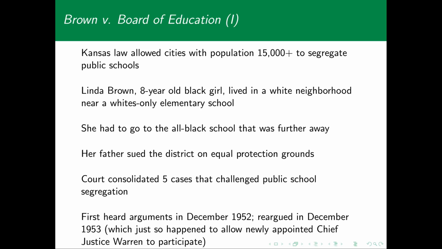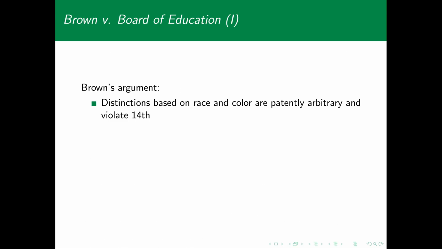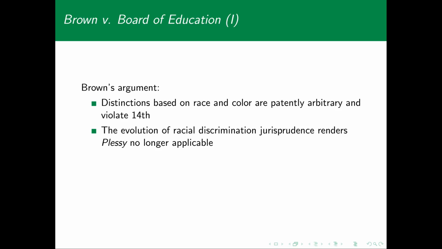So Brown's argument here is that distinctions based on race and color are arbitrary, and they absolutely violate the 14th Amendment. The evolution of racial discrimination jurisprudence, by which they mean things like Gaines and Sweatt, renders Plessy no longer applicable. We've chipped away at separate but equal over time, and therefore Plessy needs to go.